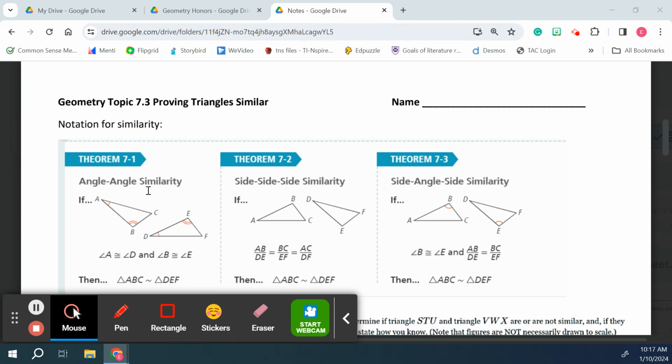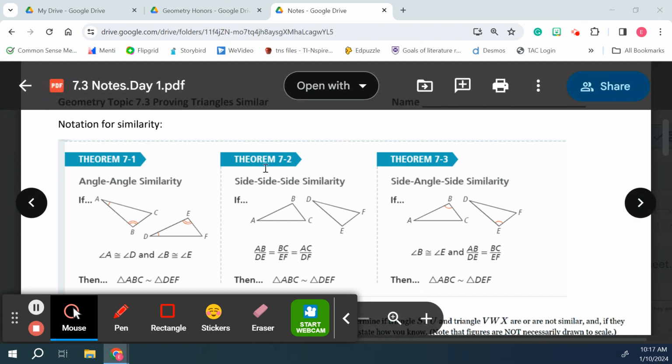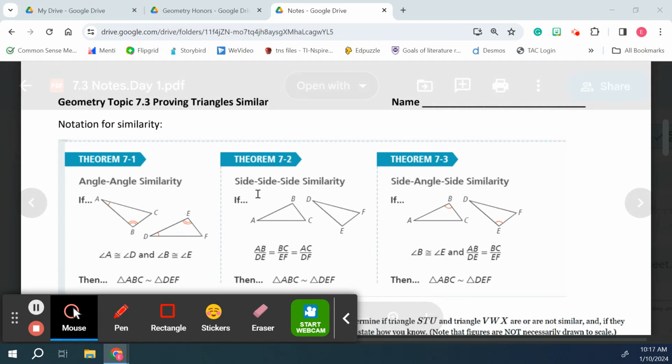If we have two angles to prove congruent, think of an equilateral triangle, right? We can have different side lengths, but still keep those same angles. So that would never work for congruency, but it does work for similarity, okay? So we have angle-angle, where you have to have two congruent angles in order for these two to be proven similar. We also have side-side-side similarity.